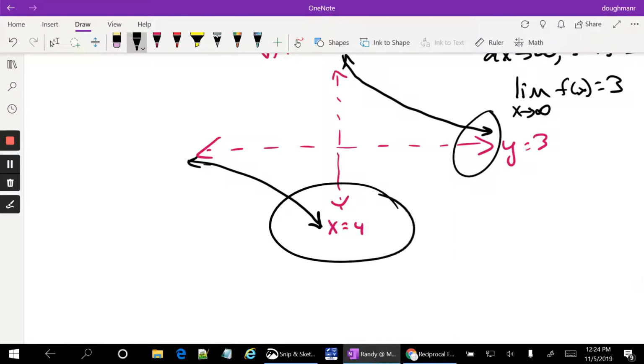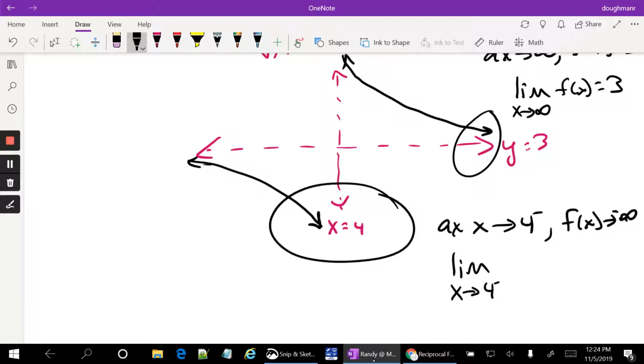And then I'll take this arrow. So as x approaches 4 from the left, f of x goes to negative infinity. And in limit notation, the limit as x approaches 4 from the left of f of x is negative infinity.